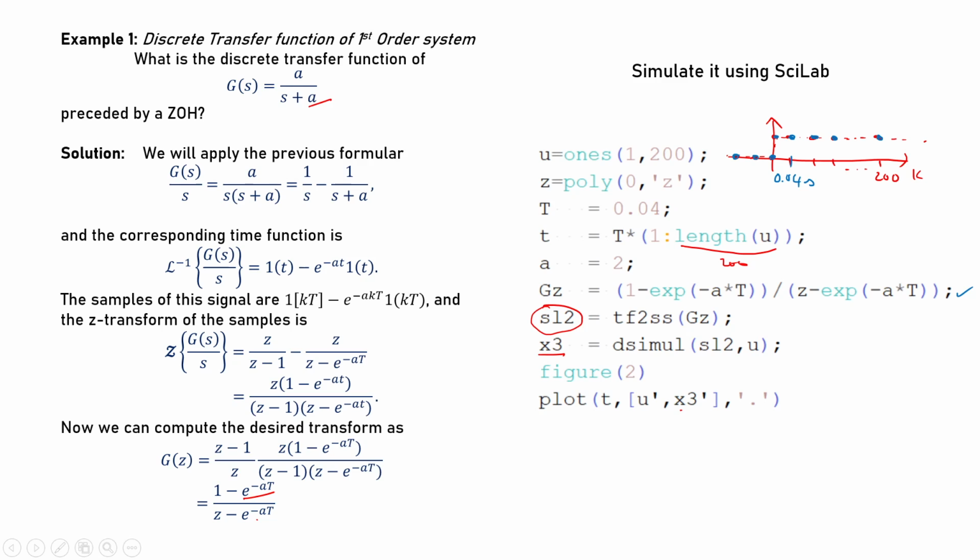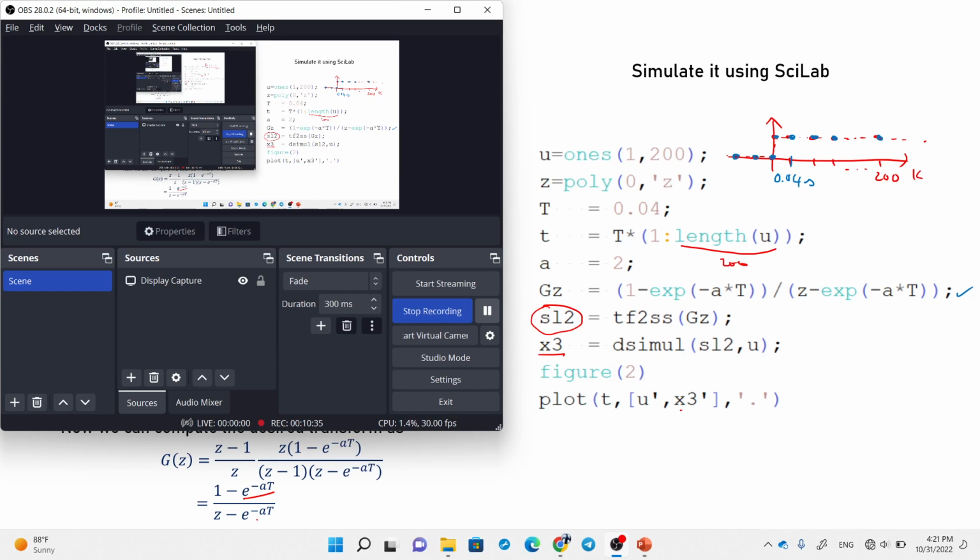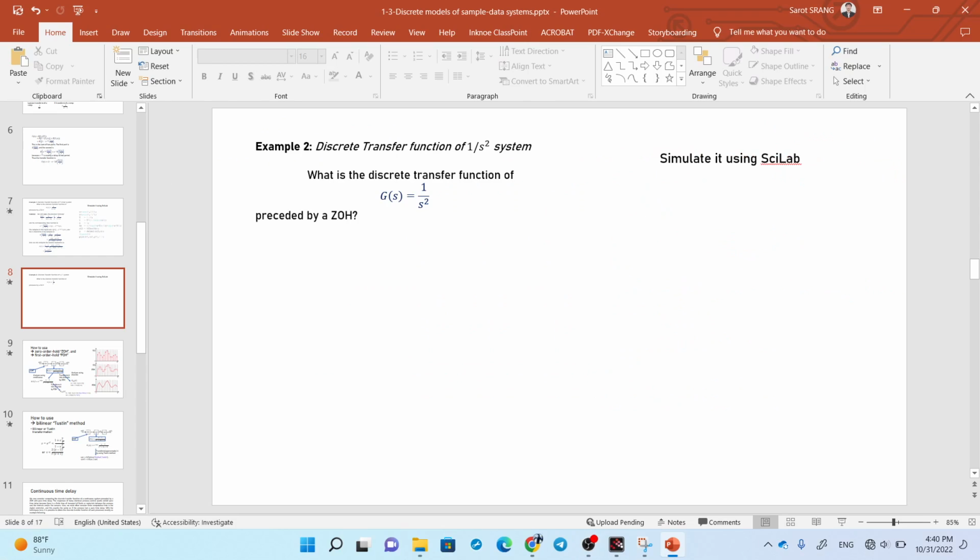So now you can try. Okay, so next let's try exercise number 2, example number 2. This is a second order system. Again, the question asks you to find the discrete transfer function of G of s equal to 1 over s squared preceded by a zero order hold. Now you try on your own.